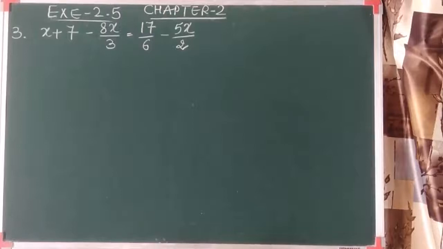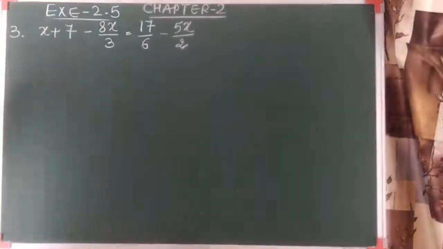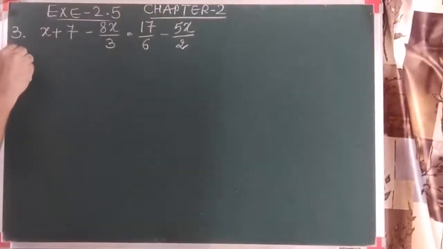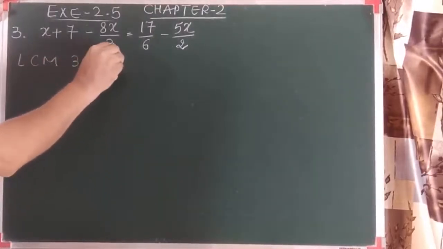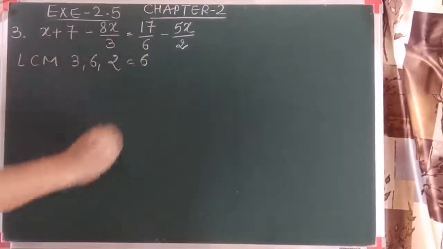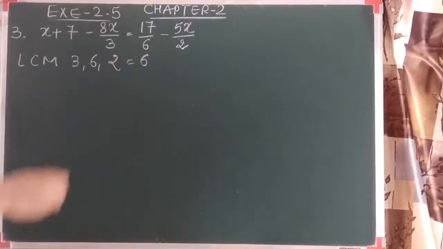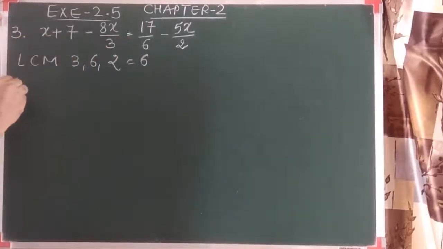Let's do one more question. Again we have to find the solution of this linear equation. Again we observe that the terms are in fractions, so let's take the LCM. The LCM would be of the denominators 3, 6 and 2, so the LCM would be 6. As we discussed earlier, all the terms should be multiplied with the LCM.